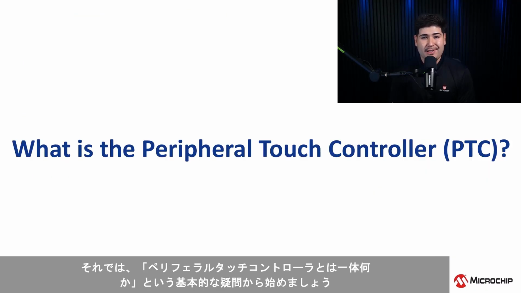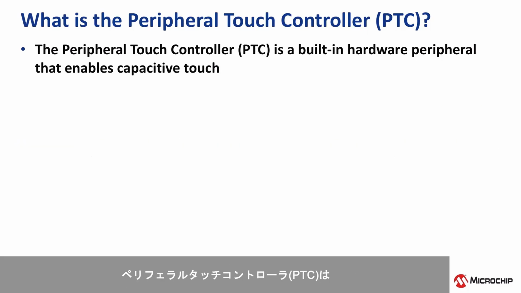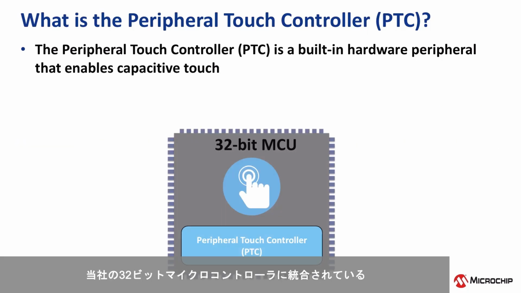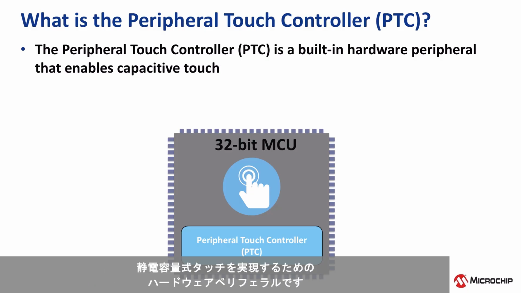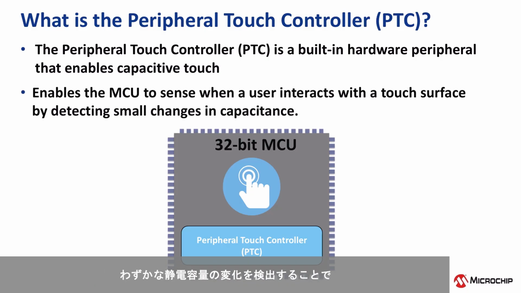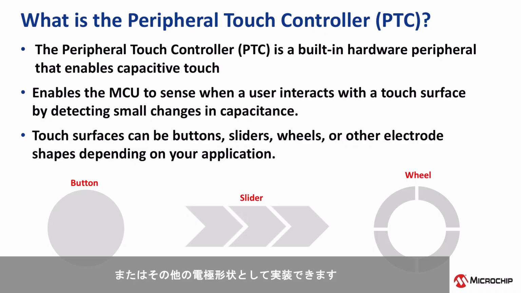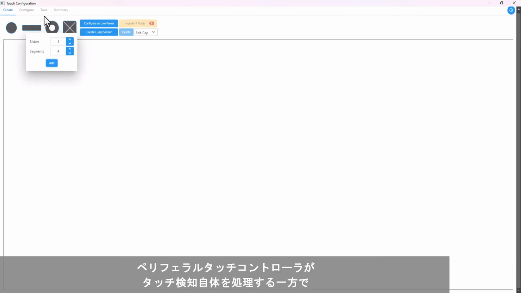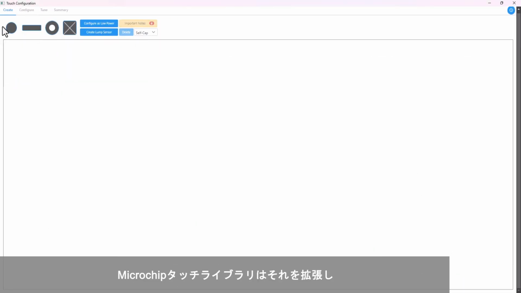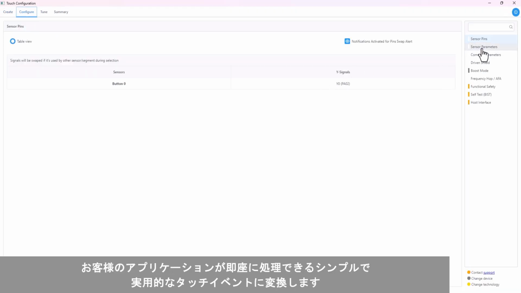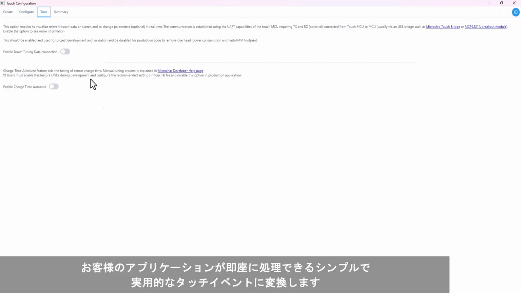So let's start with the fundamental question. What is the Peripheral Touch Controller? The Peripheral Touch Controller, or PTC, is a hardware peripheral integrated into our 32-bit microcontrollers that enables capacitive touch. The Peripheral Touch Controller allows the microcontroller to sense user interaction on a capacitive touch surface by detecting small changes in capacitance. These touch surfaces can be implemented as buttons, sliders, wheels, or other electrode shapes depending on your application. The Peripheral Touch Controller handles the touch sensing itself, while Microchip's touch library builds on that by converting those measurements into simple usable touch events like button presses that your application can respond to right away.